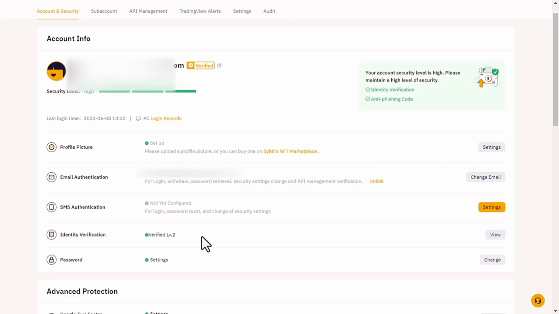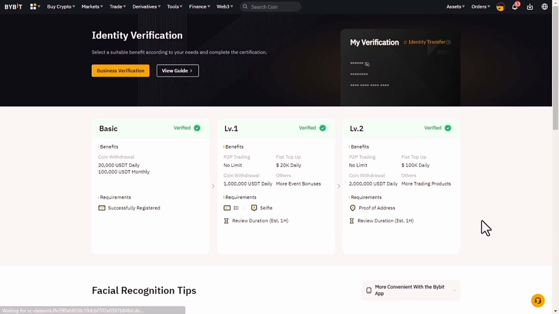mine is level 2. Level 0 is just setting up your account, signing up and verifying by your email address, which is not allowing you to do so much on the platform. Next is to go for level 1 verification, which is enough. You can do almost everything. Then if I just click on view, it's going to pop onto the next one, as you can see.